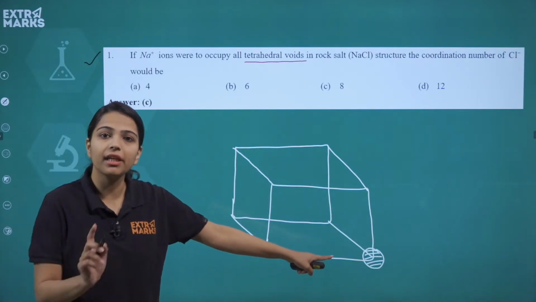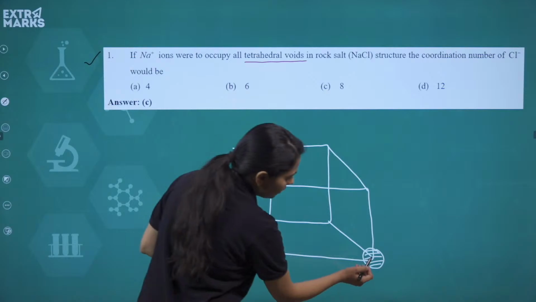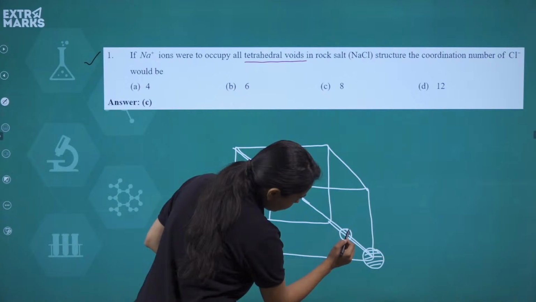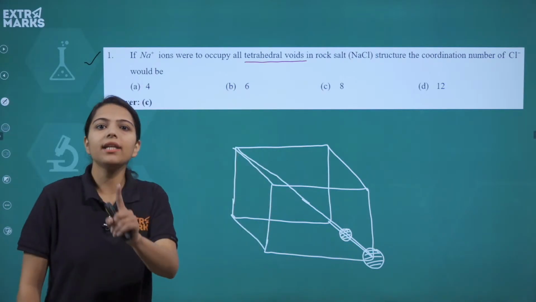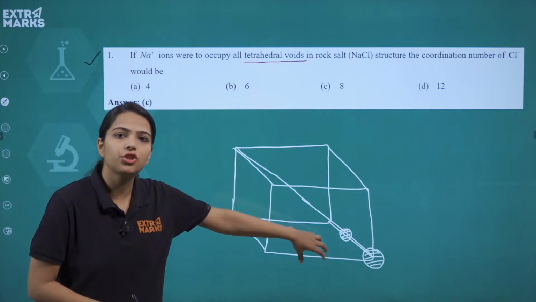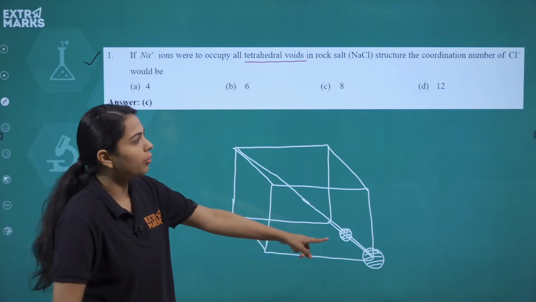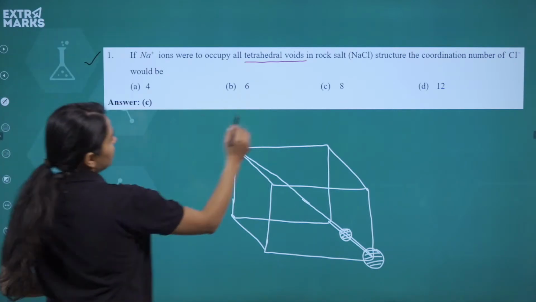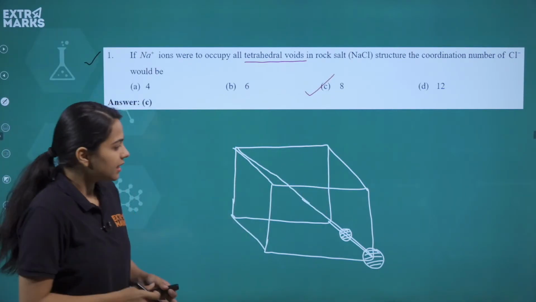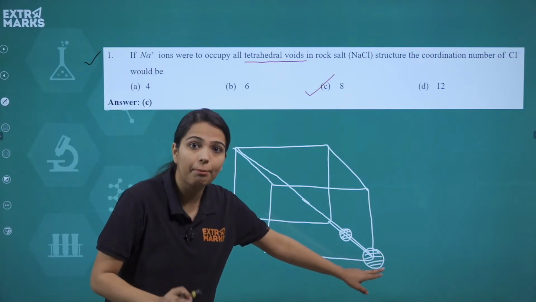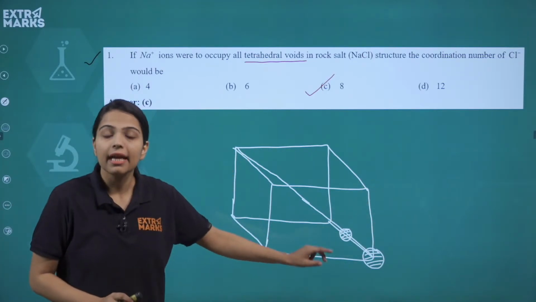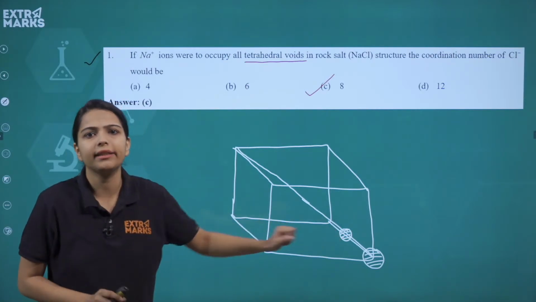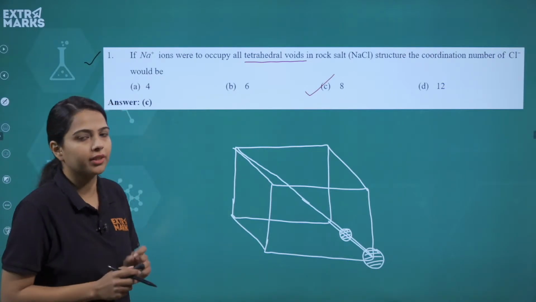This is a part of 8 unit cells, and again this will be in contact with 1 tetrahedral void from each unit cell. So the coordination number by default will become 8 here. So my answer over here is going to be option C, because this corner is actually a part of 8 unit cells, and in every unit cell this is actually bonded or attached to 1 tetrahedral void. Okay, so the coordination number is 8 now.